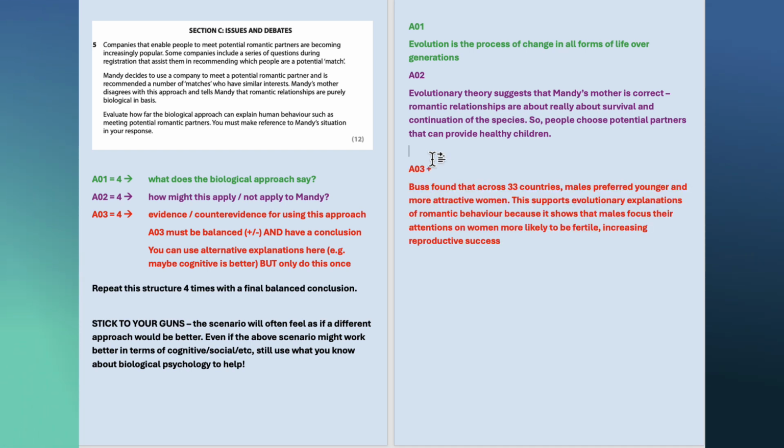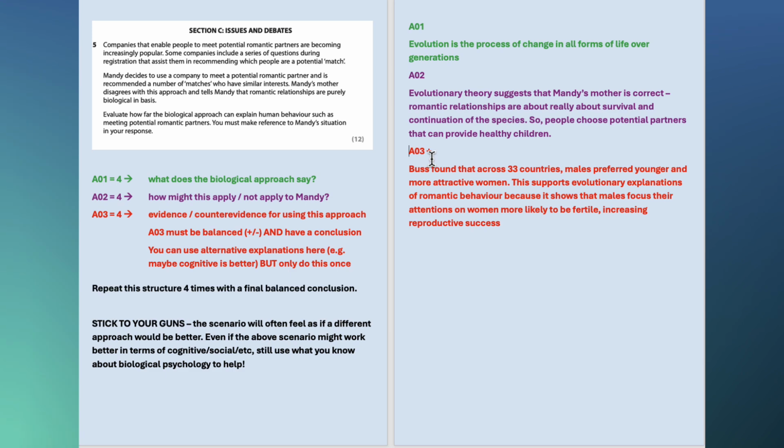So here's an example of an AO3 positive. Buss, which is a study that you'll find in your textbook, found that across 33 countries, males preferred younger and more attractive women. This supports evolutionary explanations of romantic behavior because it shows that males focus their attention on women more likely to be fertile, increasing reproductive success. So it's evidence for using the biological approach to explain this scenario.